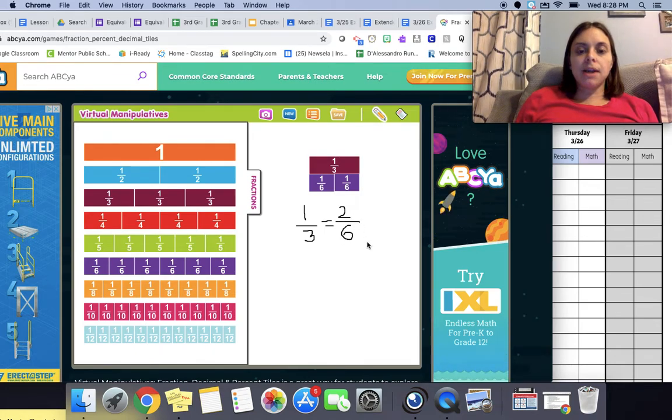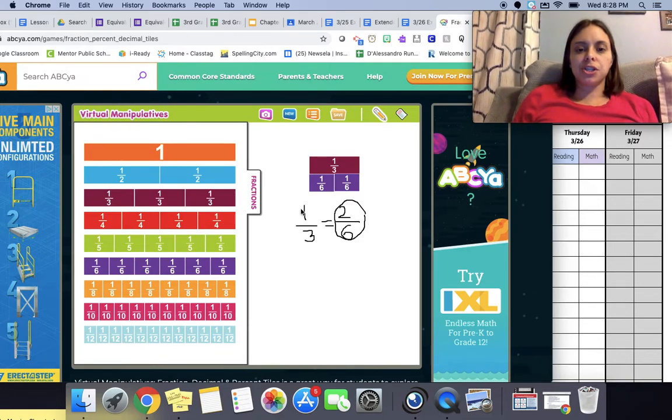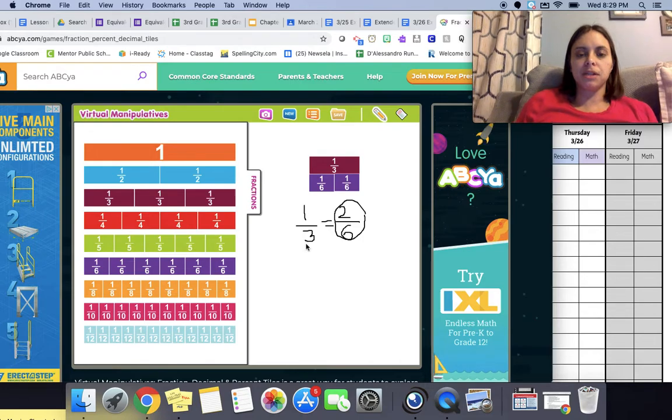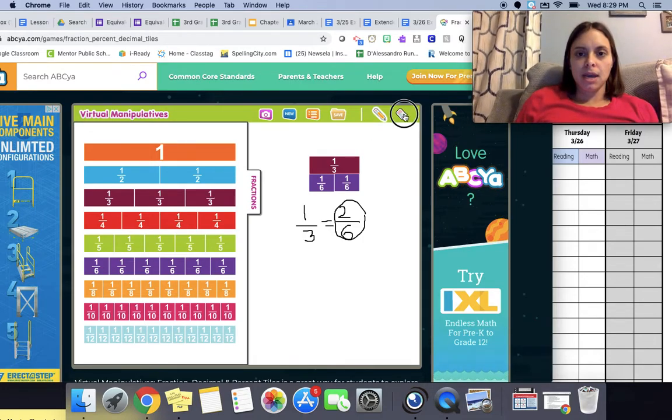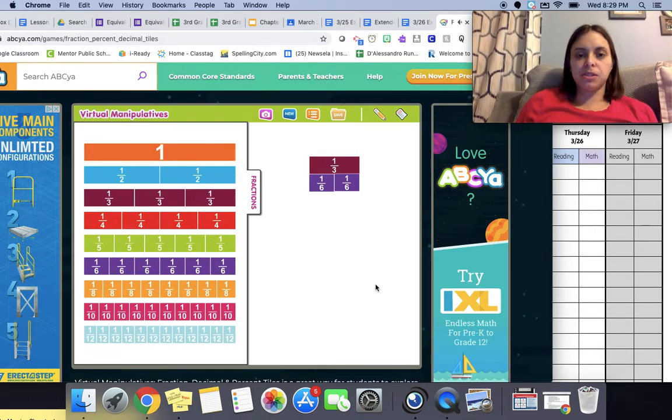Now on your Google form, this is the part that you have to write. You have to write the 2 6ths. And you'll be typing that in as a fraction. You won't have to do anything with the 1/3. You're just showing me which fraction is equivalent to it. Okay. I can use this eraser to get rid of the pencil marks that I made. Remember, click 3 times to get rid of all of the pieces so that you can start fresh.